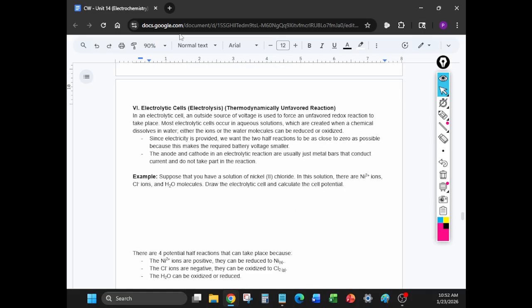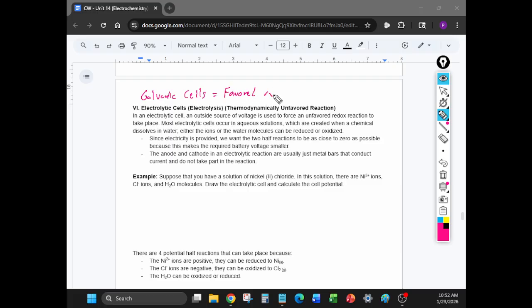And if you remember galvanic cells, okay, they were thermodynamically favored. So they were thermodynamically favored reactions. They were spontaneous, which meant that the electrical potential is a positive number. Electrolytic cells are different. You also see them when the questions refer to them as electrolysis. They are thermodynamically unfavored.